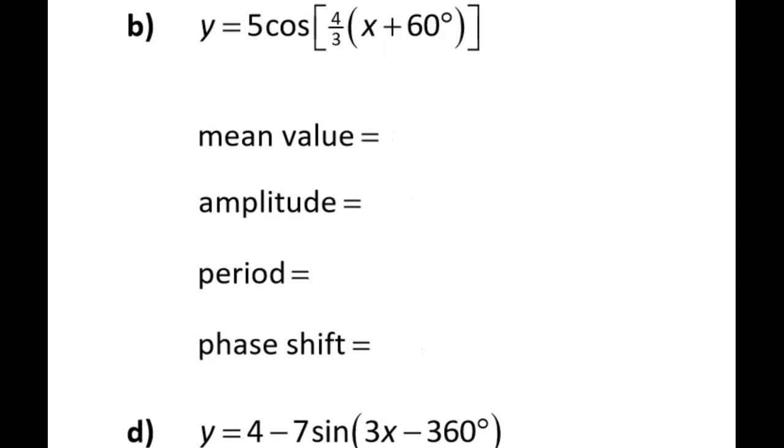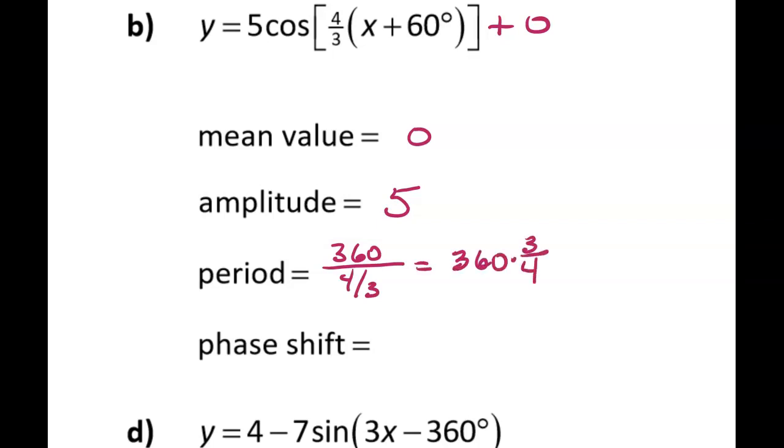Mean value of this one, we really have a +0 on the end. So the mean value is 0. That's our average y value. And then the amplitude is 5. That's the coefficient or vertical stretch of the cosine. And the period is 360 divided by 4/3, which is the same as 360 times 3/4.